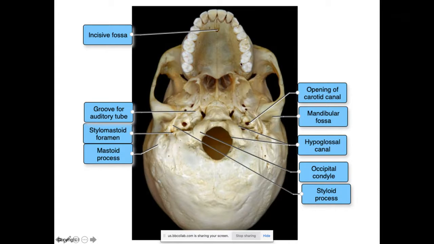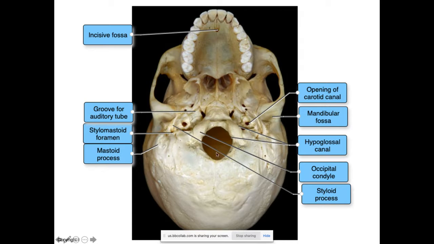If we look underneath the skull, here's the hard palate. There's a little hole right near the incisors, so that would be the incisive fossa. A fossa is a little bit of a depression over here. Then we have the groove for the auditory tube. Here's the mastoid process. And if there's a mastoid process, there's a very, very narrow, pointy styloid process. And between the styloid process and the mastoid process, there's a hole, a foramen called the stylomastoid foramen.